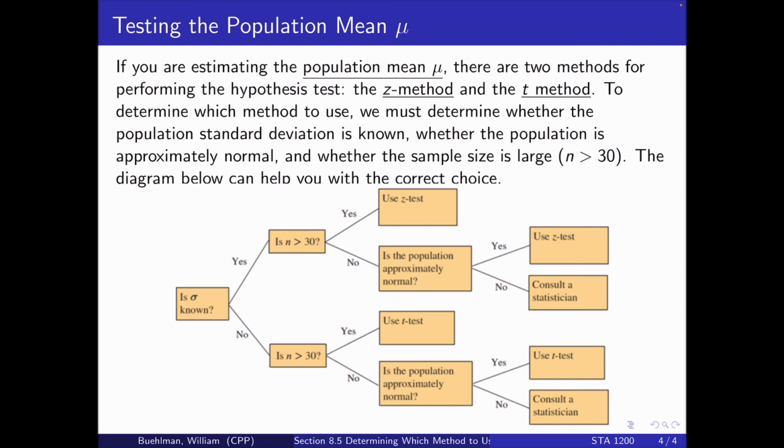And the population proportion we covered in section 8.4, and it's pretty obvious when to do that because you will be given a proportion. It will say 85%, 90%, 10%, something like that.